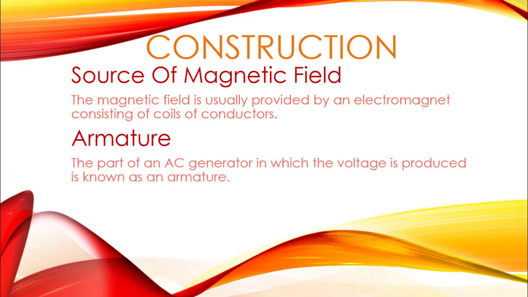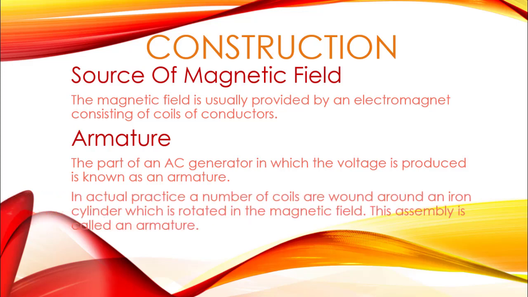The part of an AC generator in which the voltage is produced is known as an armature. In actual practice, a number of coils are wound around an iron cylinder which is rotated in the magnetic field. This assembly is called an armature. To increase the length of the conductor within the magnetic field, we use a conducting coil of wire wound on a rectangular iron cylinder having end loops or turns to increase the motional EMF.